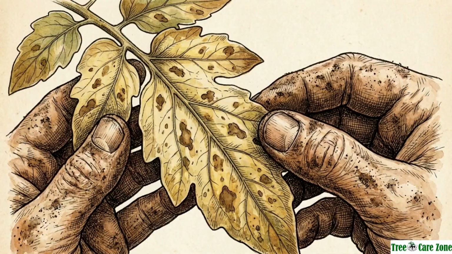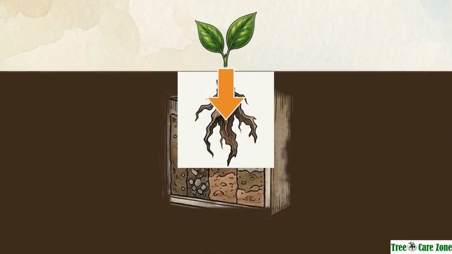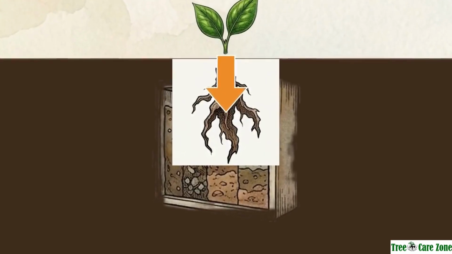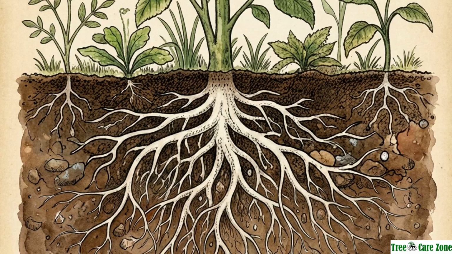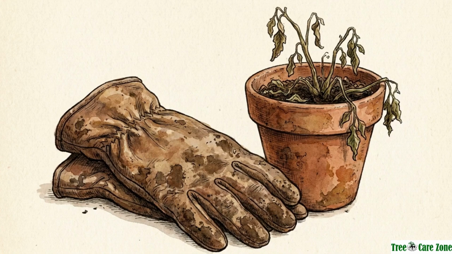The instinct is to look at the leaves for answers, but the actual failure is usually occurring out of sight, beneath the surface. Soil is the foundation we trust to support life, yet it is often the silent reason gardens fail, an oversight that catches even experienced gardeners off guard.